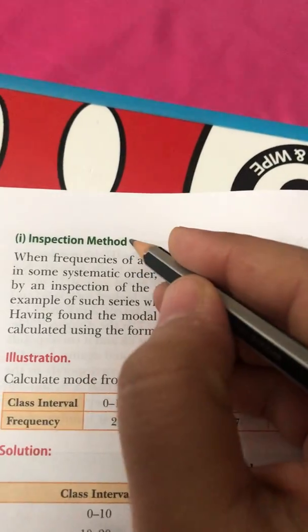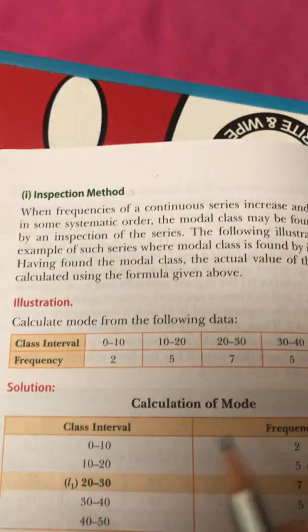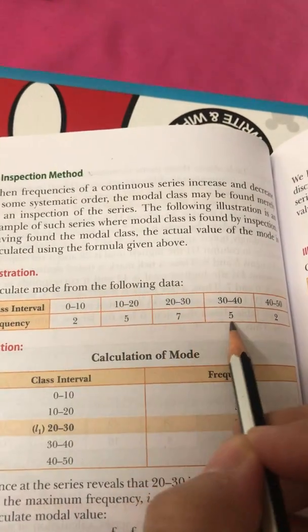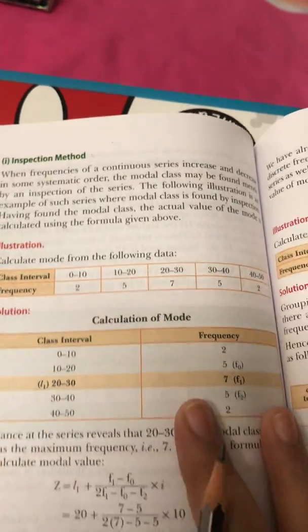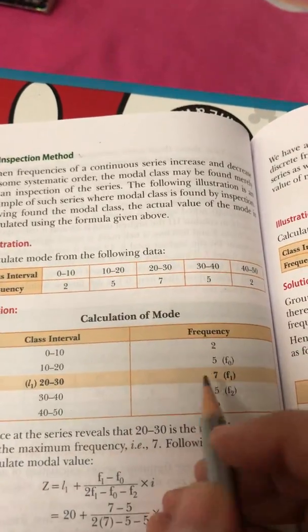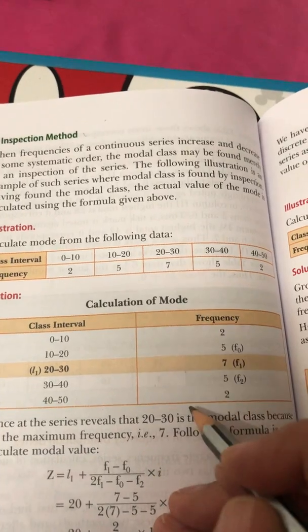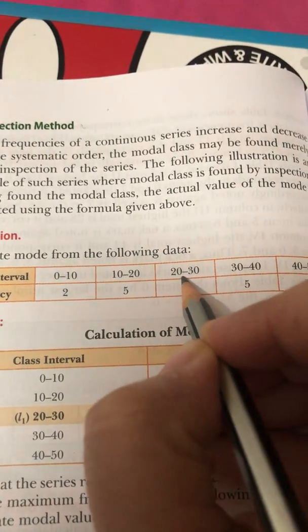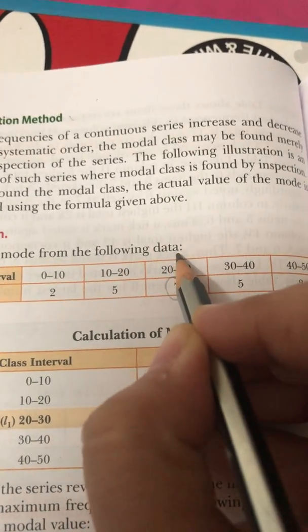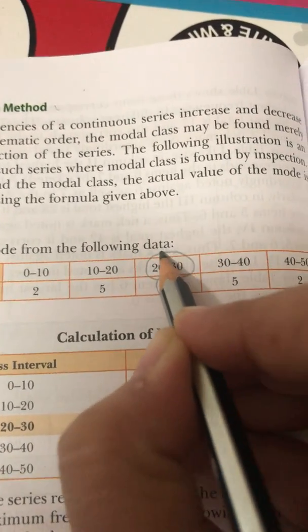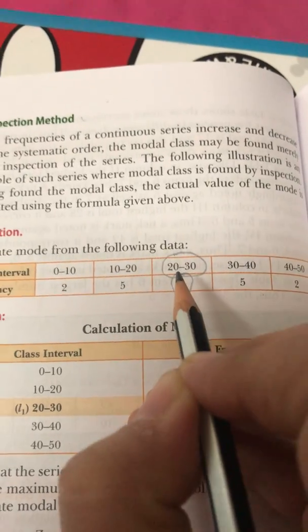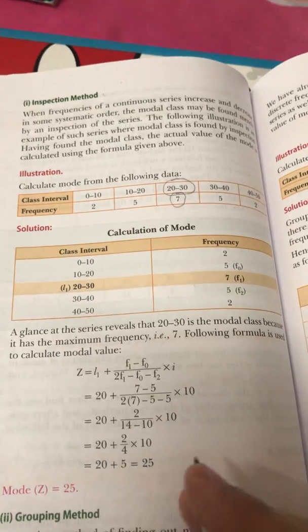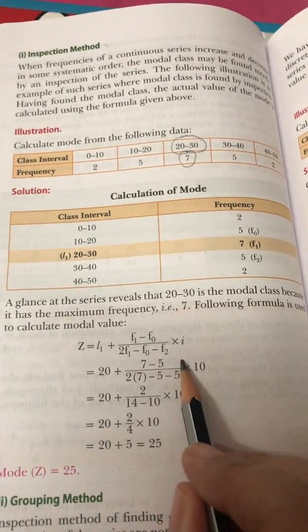The first one, as I told you, is the inspection method. The class intervals and the frequencies are given to you, children. Luckily you don't have to calculate cumulative frequency here. As you can see here, this is the highest frequency, so this becomes your modal class. You will only come to know the modal class, so for this we have the formula as I just said on the previous page.